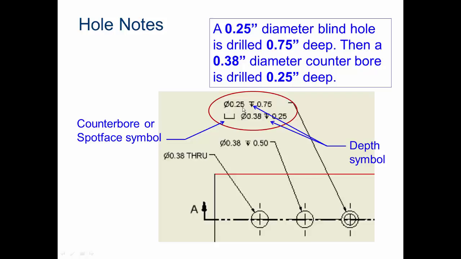You've got a diameter of 1/4 inch and a depth of 3/4 inch. And then after the counterbore symbol, it tells you the diameter of the larger cylindrical region at the top, that's 0.38, and how far that goes down, 0.25. So this goes down about a third of the way through the entire blind hole, which is a counterbore. Okay?